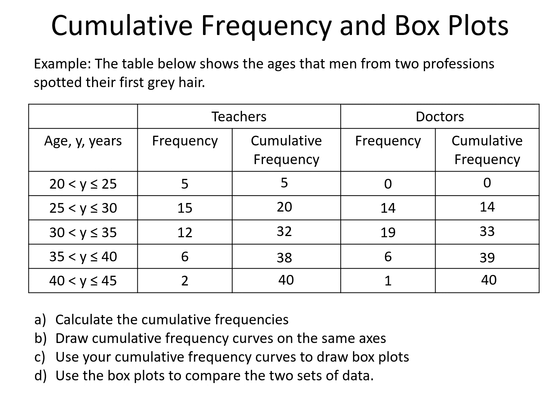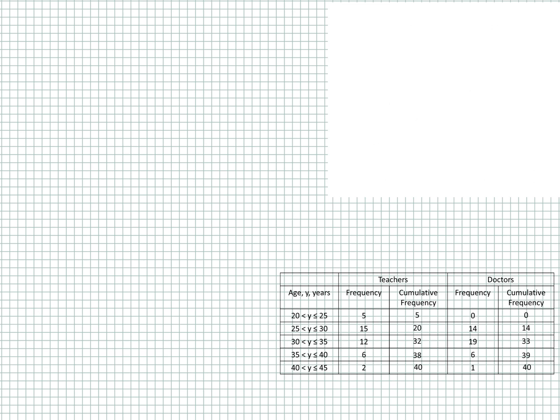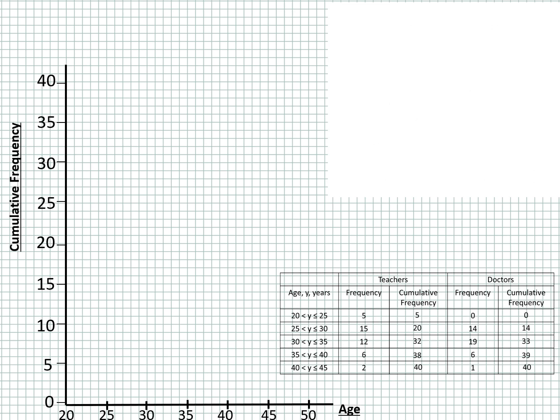Cumulative frequency, y-axis, range of values, 0 to 40. X-axis is going to be the age, range of values. We can start at 20 if we want to, okay, and it goes up to 45. So your axes will look like this. Okay, I've just repeated our tables here so we can see where the information is coming from. Remember where you plot them. Okay, so the cumulative frequency plots at the end of the interval. So 5 will go at 25 for our teachers, 20 will go at 30 for our teachers, etc.